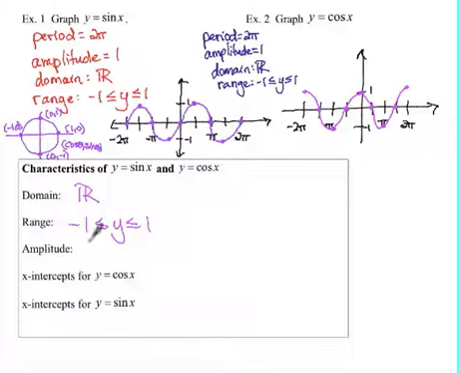Now the amplitude here is 1, but a formal way to find amplitude is you take 1/2 the maximum value minus the minimum value, because this will help us later as we go on.